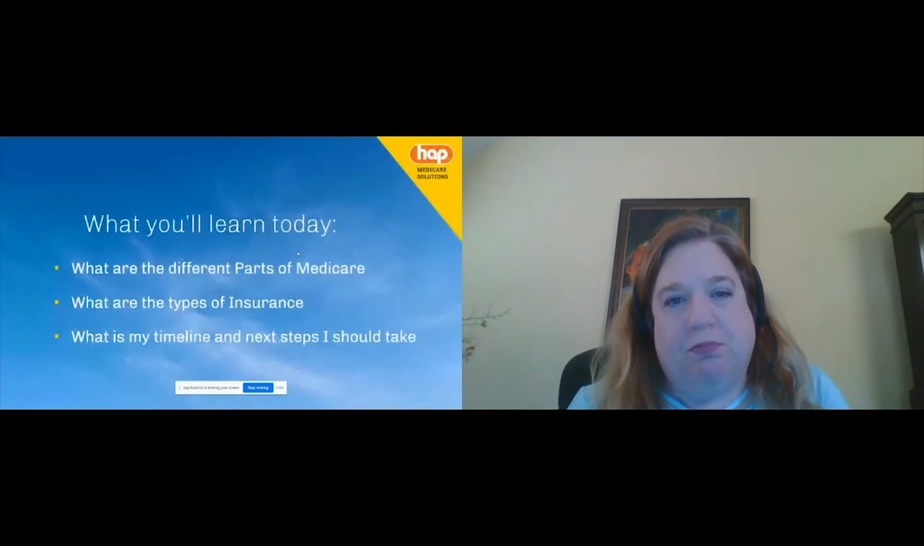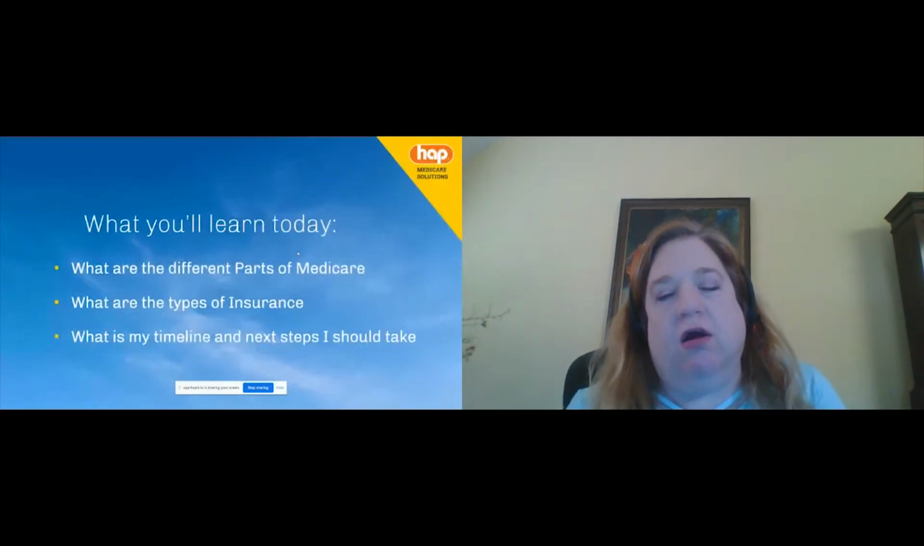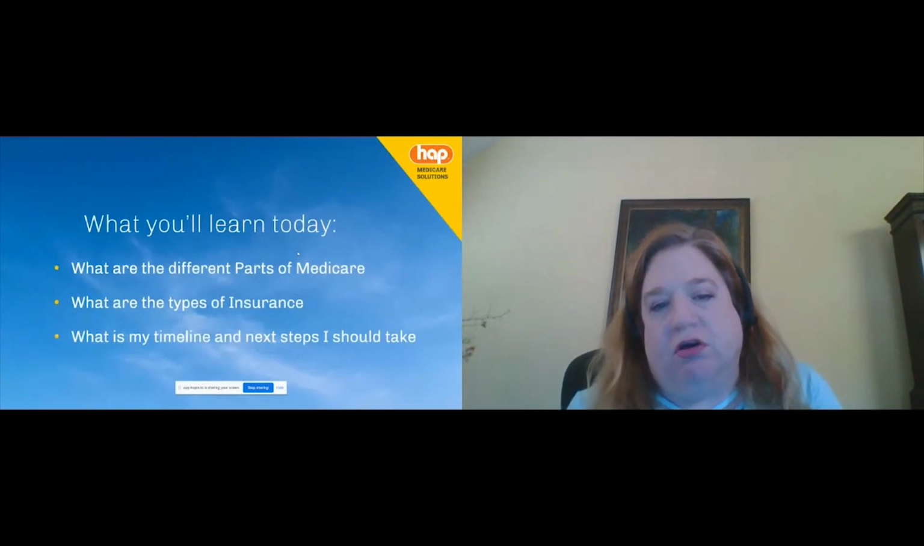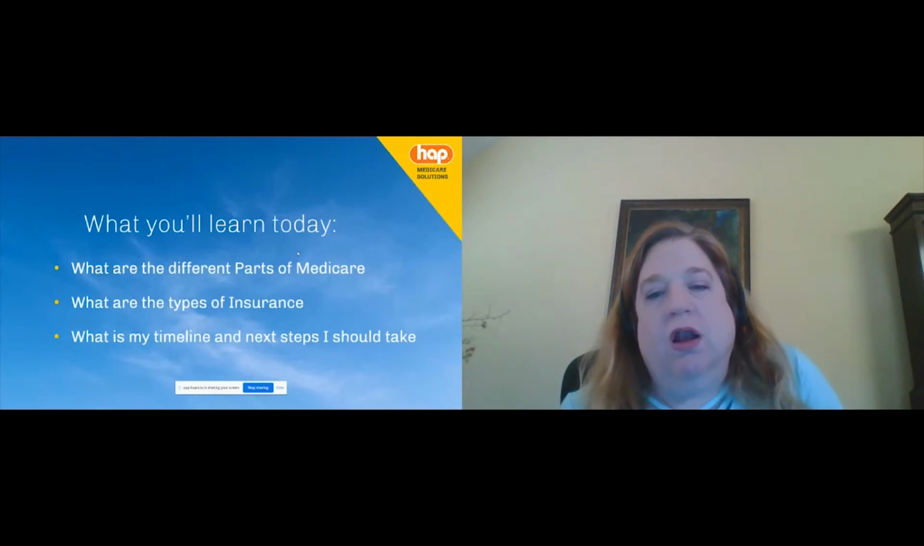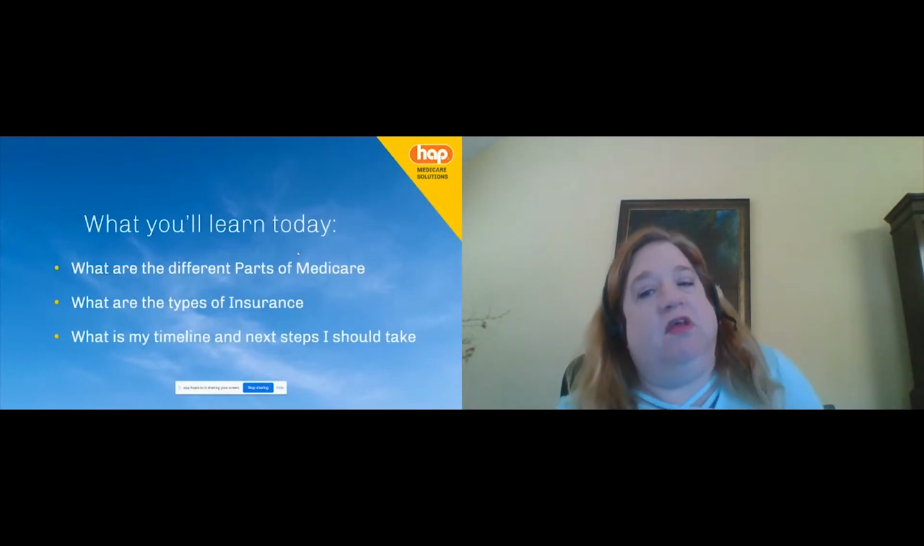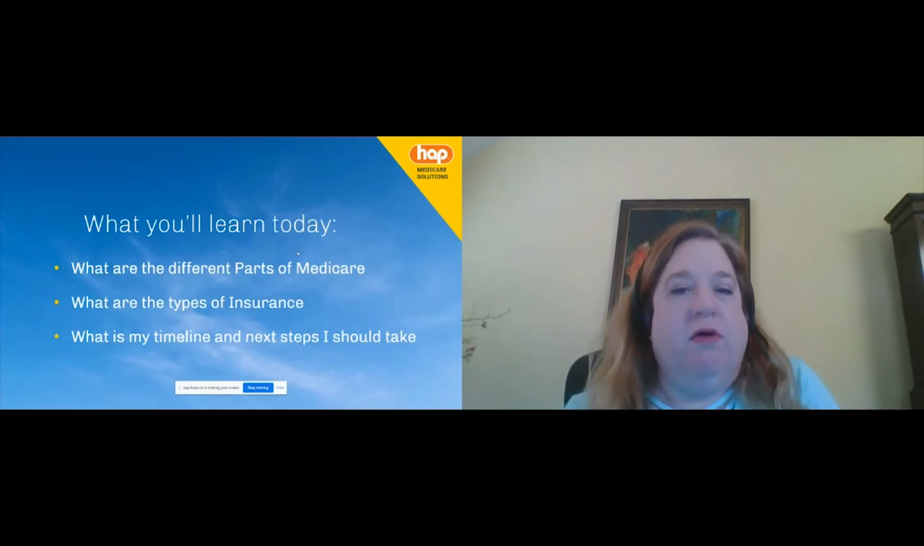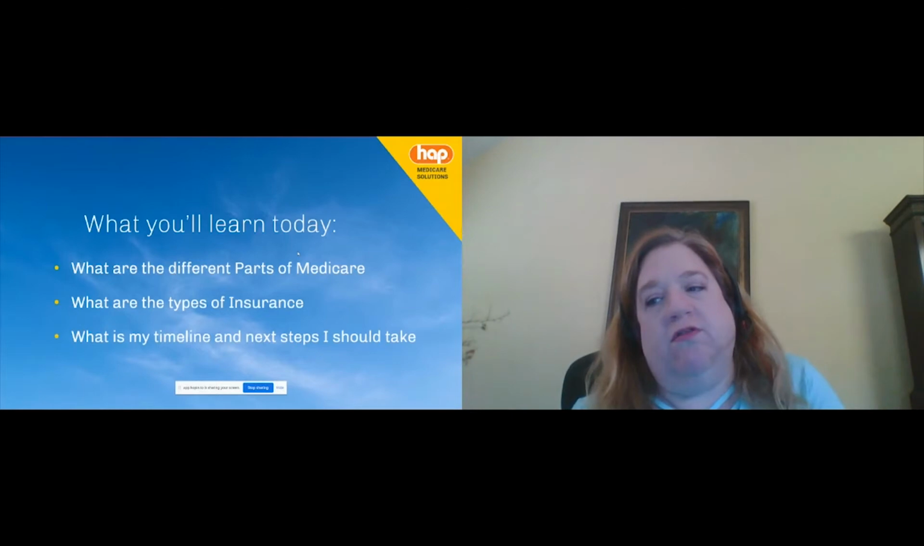topic. So what I'm going to go over today are the basic parts of Medicare, the different types of insurance that you can get to go along with your original Medicare, and what are the different timelines and steps that you can take to make sure that you are enrolled in the best plan for you or your loved ones if you're assisting them.